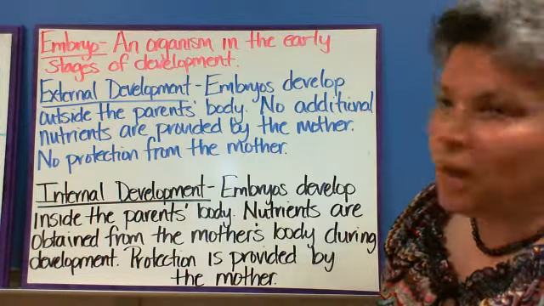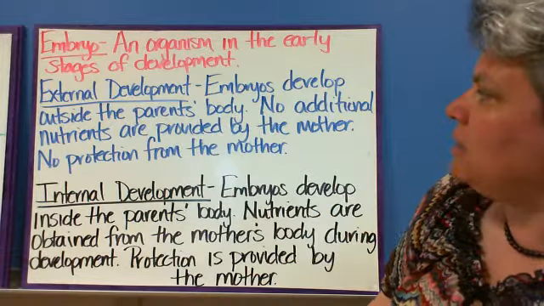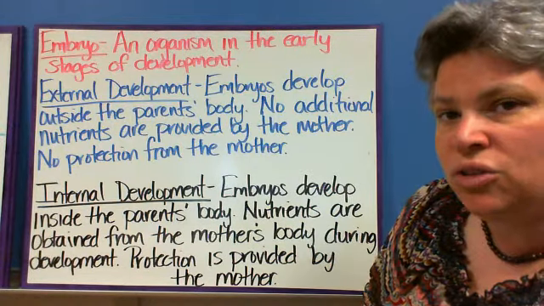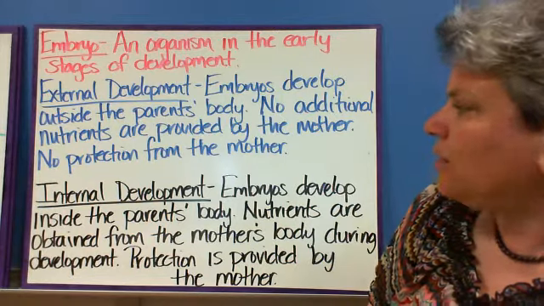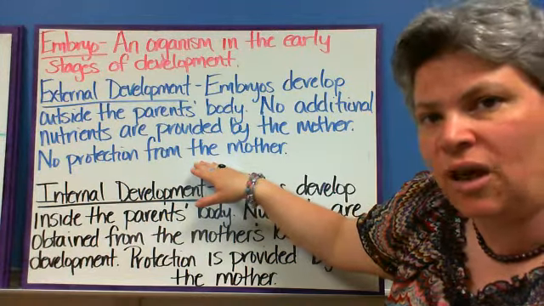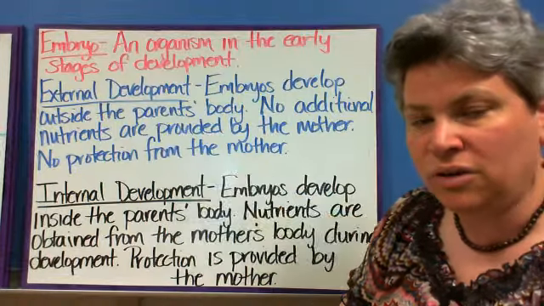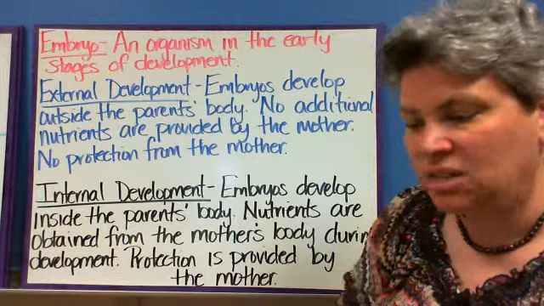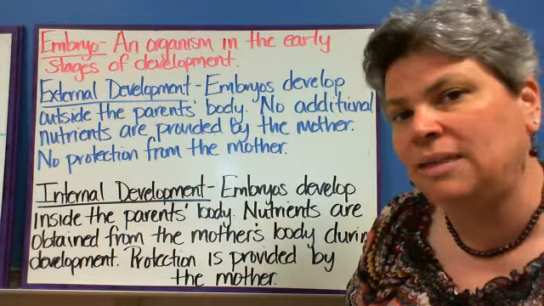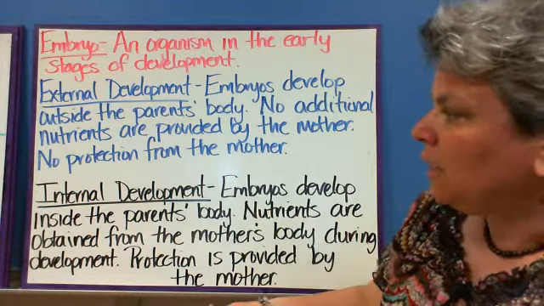So again, we have two options. External development: the embryos develop outside the parent's body. There's no additional nutrients provided by the mother, and there's no protection from the mother. Again, this would be like your fish and your frogs. So the eggs are in the water, they've been fertilized, the development is on their own. Not a lot of protection, so again, remember, lots and lots of eggs.